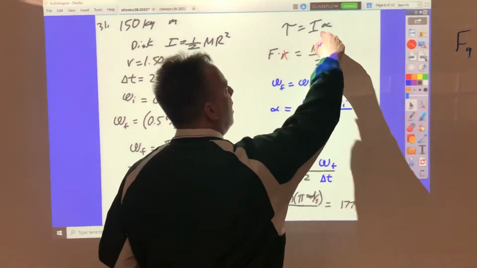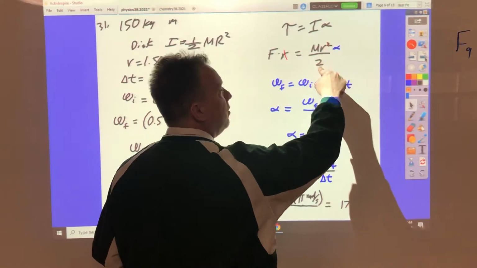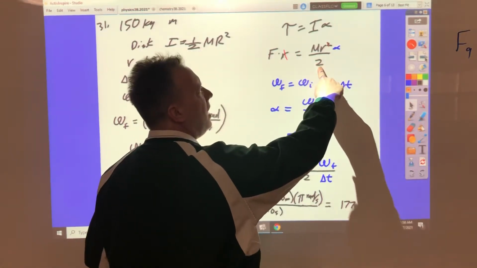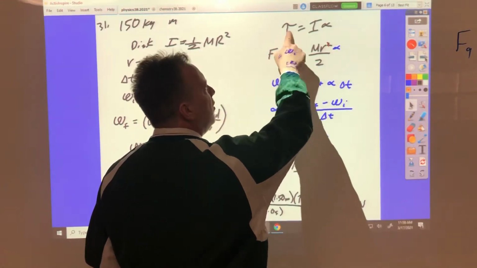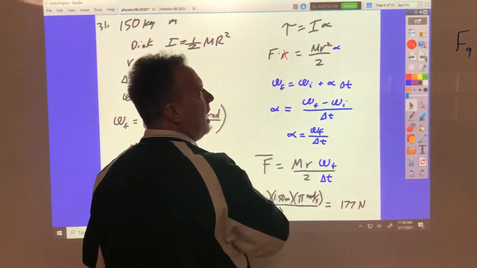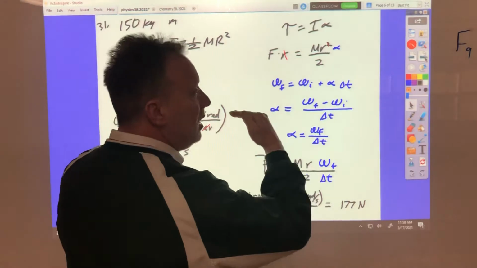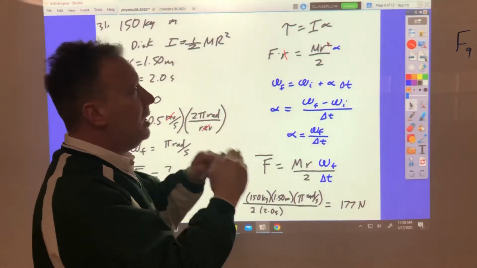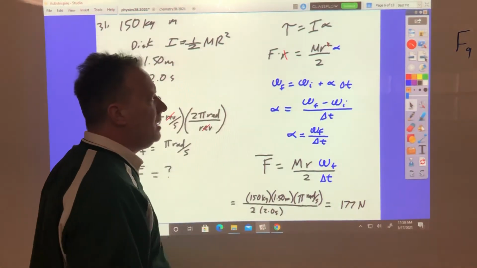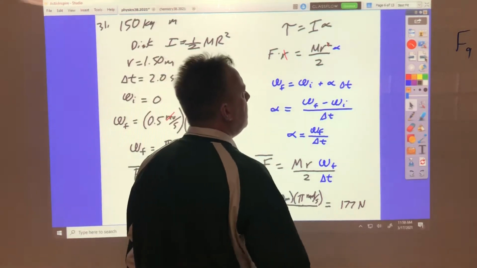So torque is I alpha. Put mr squared over 2 for a disk in for I. Alpha's still there. Force times radius. Force is what we're after. One of the radii cancels because you're applying the force at the outside edge of the disk, so the radius is the same thing this time. Just be careful with that.